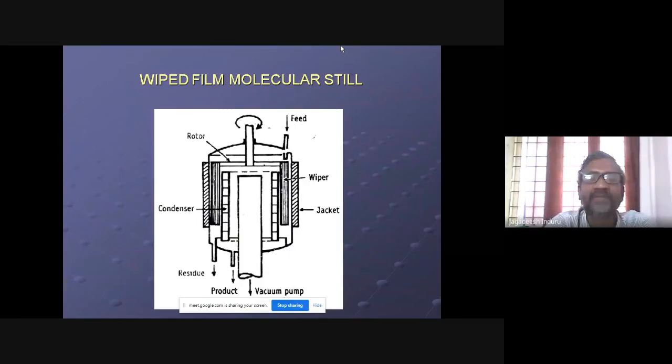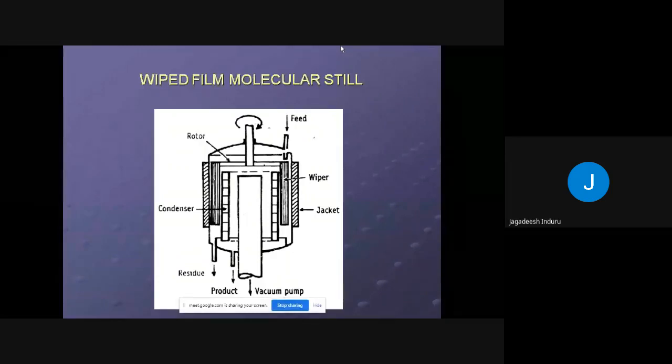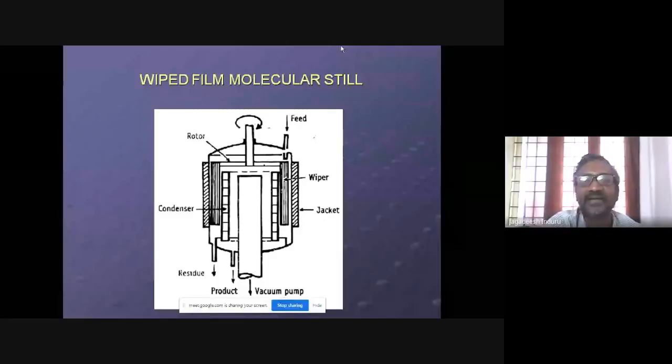The wiper wipes the liquid feed into a thin film, moved by the rotor, which forms the film. It makes the heat supply. After sufficient heat supply, you are bound to get vapors, which have to be condensed. Now you see a horizontal line here. The horizontal line is a condenser. That condenser condenses the vapors into liquid, which falls down and is taken as the product at the bottom.